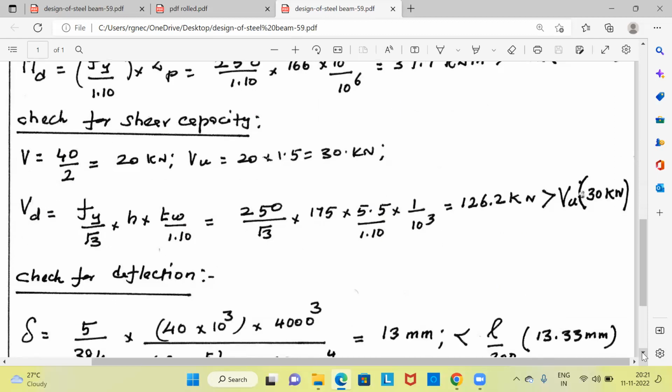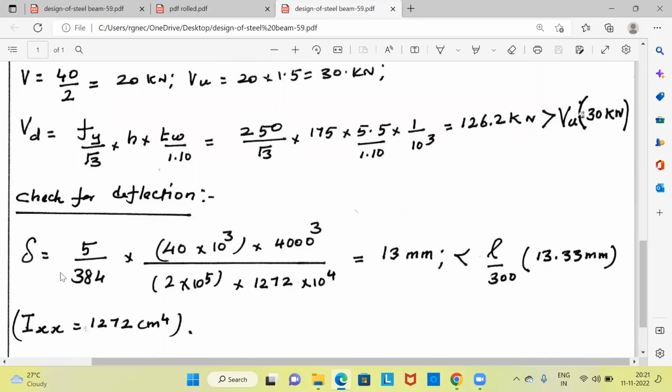Now we will check for deflection. The formula for deflection is 5 by 384 into W L cubed by EI. Here W is the total load. Since W is the total uniformly distributed load, here the term is L cubed. If it is UDL, then it will be L power 4. Here this is total load. Therefore, this term is L cubed. E is equal to Young's modulus, 2 into 10 power 5 Newton per millimeter square. Span is equal to 4 meters, 4000 mm, L cubed. So 4000 power 3. 40, the load, kilonewton. Convert this into Newton, multiply by 10 power 3.